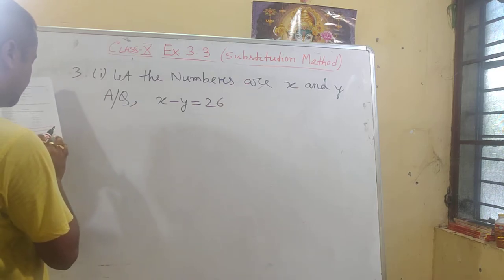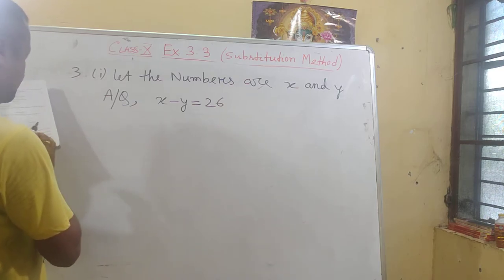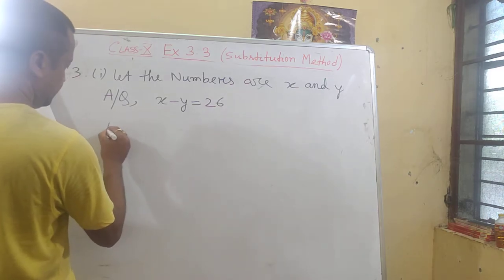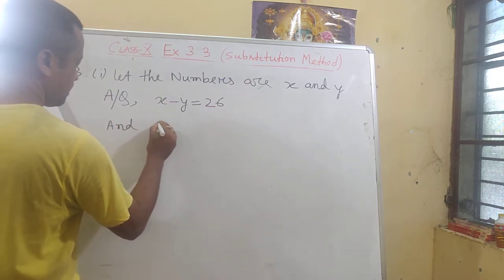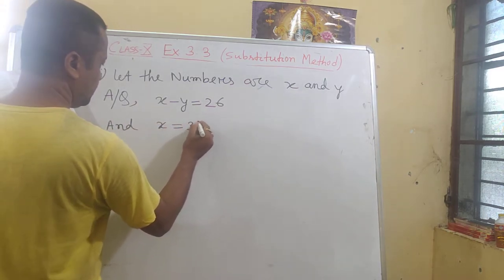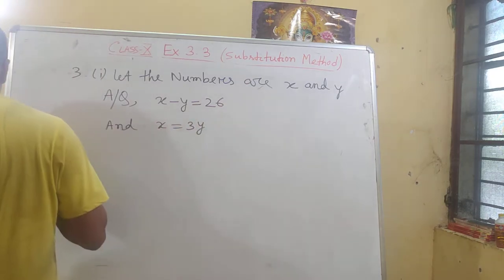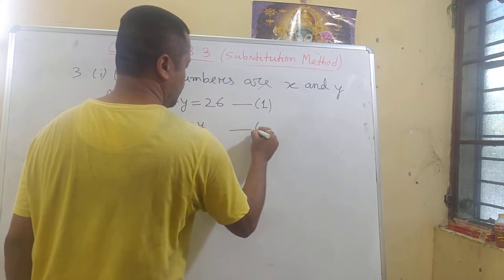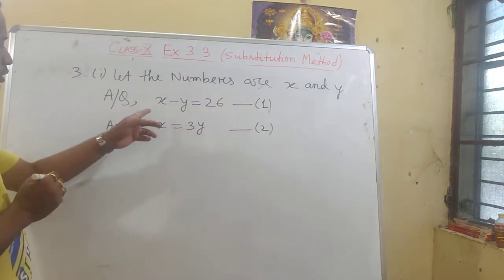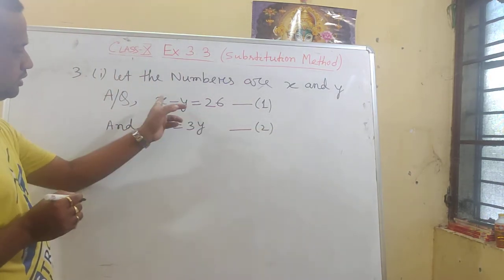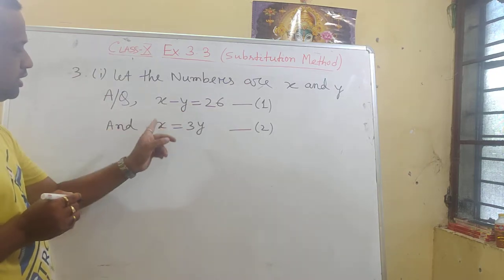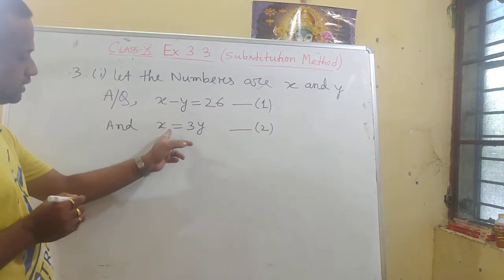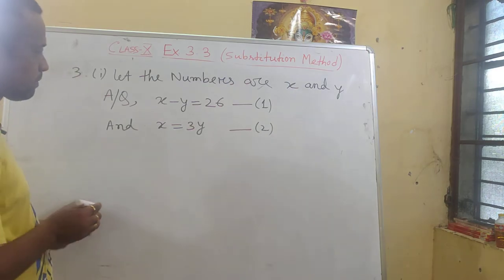And one number is three times the other, so x is equal to 3y. Mark this as equation number 1 and this as equation number 2. According to the question, the difference is 26, that is x minus y is equal to 26, and one is 3 times the other, that is x is equal to 3y.